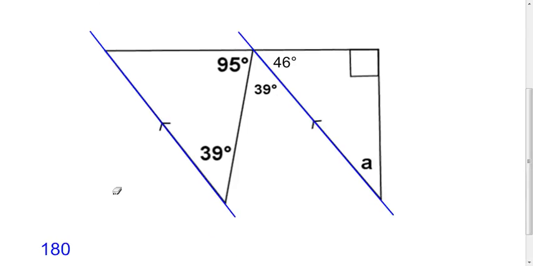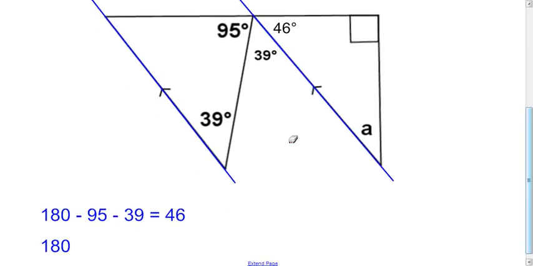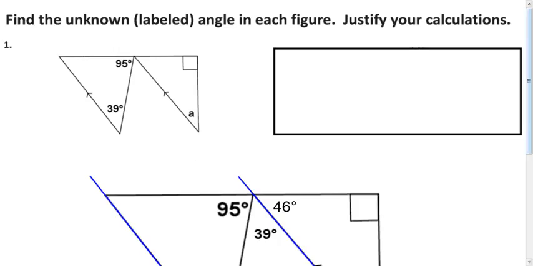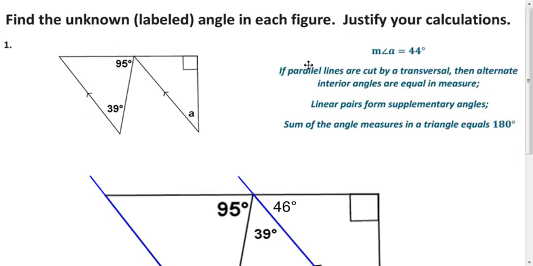And here's my work for that. I did 180 minus 95 minus 39, gave me 46. And now we have this triangle here, and we know two of the angles. We know 46 degrees, and we know this right angle is 90 degrees. So A will be 44 degrees. And so to put that in words, here we have it. Those are the properties that we used.